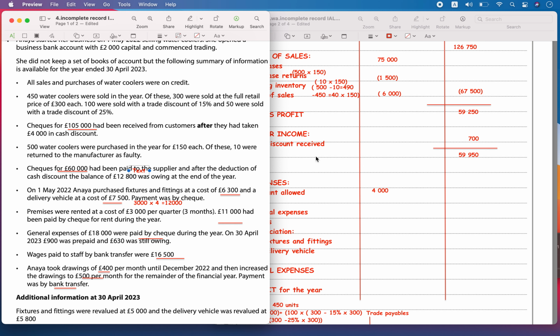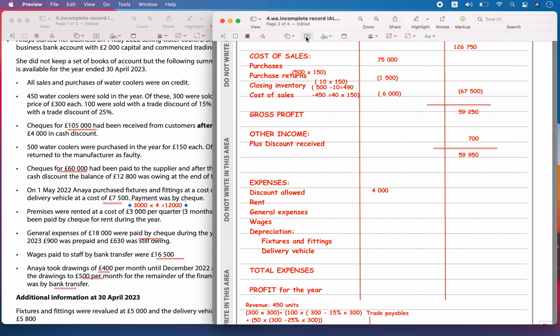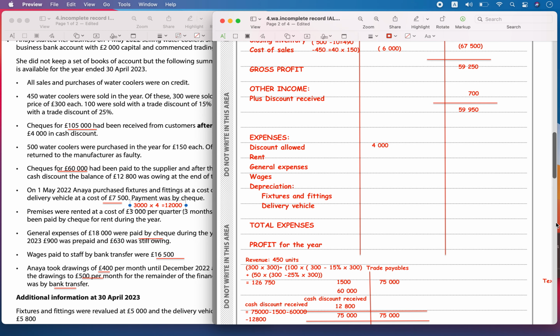So that becomes again a liability, an expense owed at the end. But the total rent for the year was supposed to be 12,000. That amount you have to pay right here.